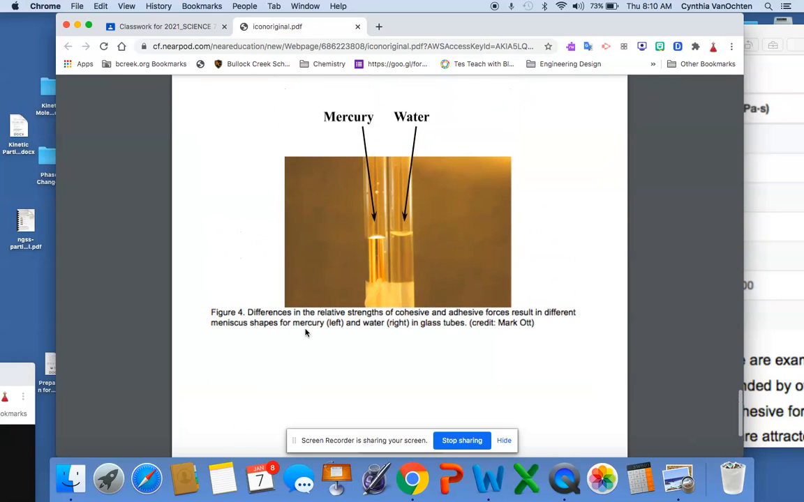So this is a picture of mercury and water in a graduated cylinder. Notice the convex shape of mercury because the attraction between the mercury molecules is stronger than the attraction between the mercury and the glass. And then with water, notice that it forms a concave shape or a dipped in shape because the adhesive forces, or the attraction between the water and the glass tube, are stronger than the attraction between the water molecules, or those cohesive forces.